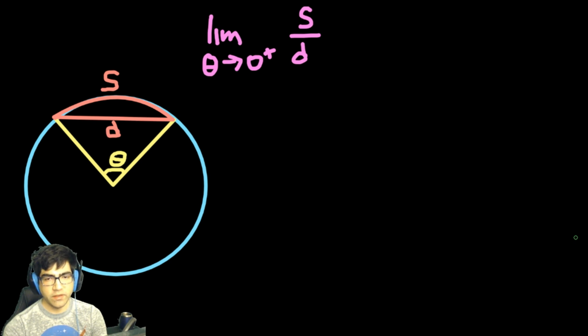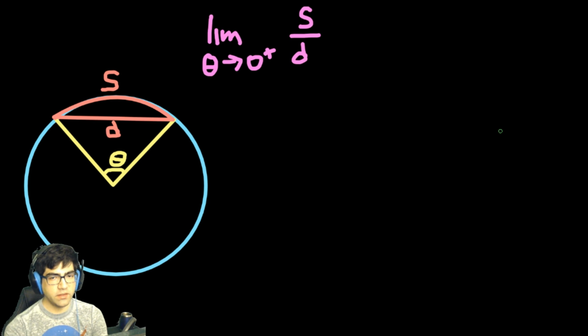Today we're going to be solving a limit problem. It's a problem that I found in my calculus book that I thought was really neat. It was a very fun little problem, and it's relating taking the limit as theta approaches zero of the arc of a circle over the chord of the circle made by an angle theta. So let's go ahead and get started.